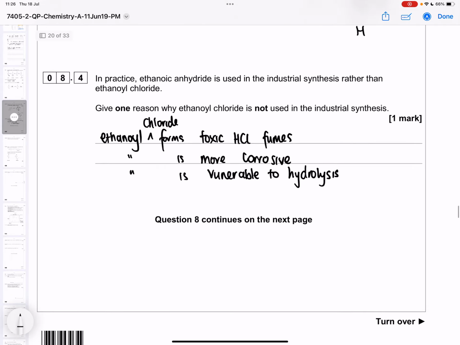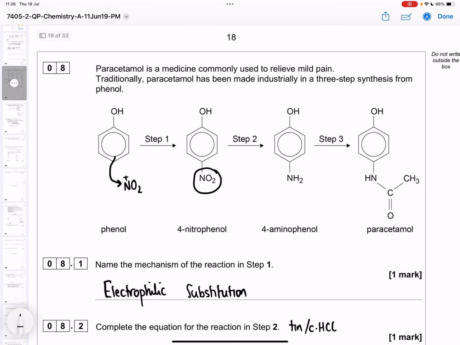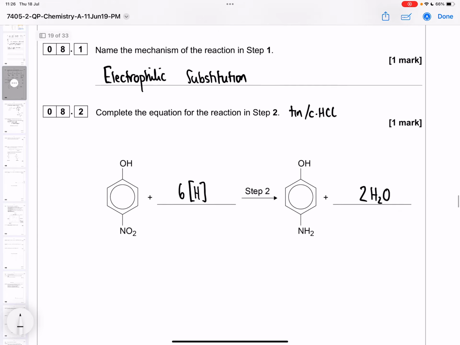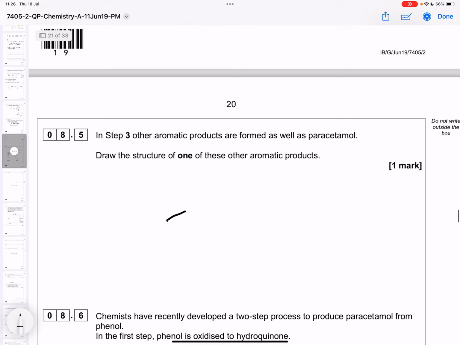In step 3, another aromatic product is formed, as well as paracetamol. Draw the structure of one of these aromatic products. So let's just go back, find step 3. It's a long way back. So we can see here that we acylated, we added the acyl chloride group onto the amine. So there is another option. It is possible that instead of the lone pair on the nitrogen attacking, what if the lone pair on the oxygen did the exact same reaction, because alcohols can do the nucleophilic addition elimination.